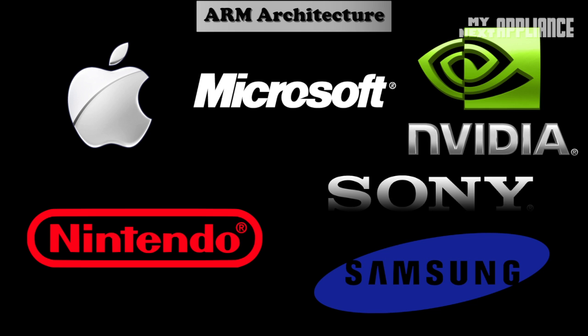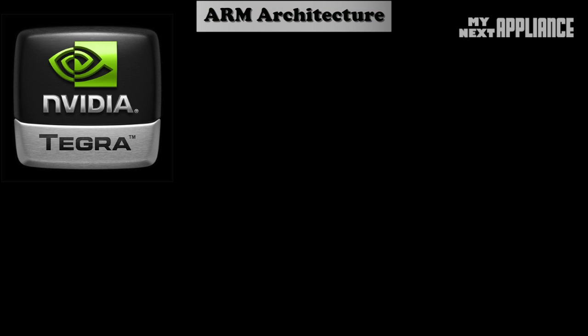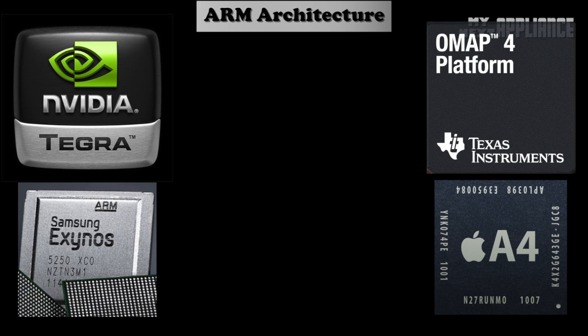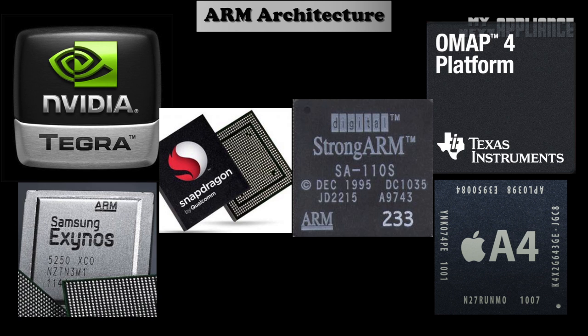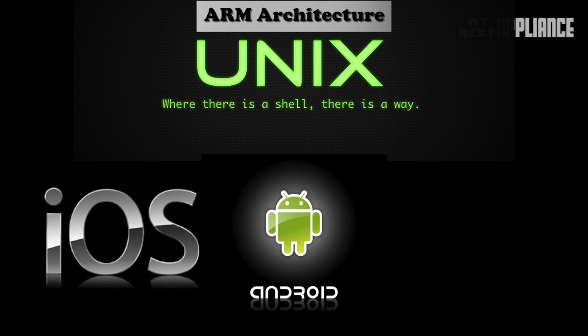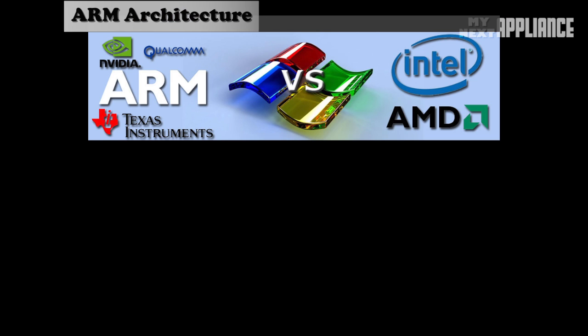Lately, tech companies have been building systems on a chip that integrate all the parts of a computer onto a single piece of silicon, like NVIDIA's Tegra, Texas Instruments' OMAP, Samsung's Exynos, and Apple's A-series. Other companies have an architectural license to design their own CPU cores, like Qualcomm's Snapdragon and DEC's StrongARM. On the software side, ARM is supported by Unix-like operating systems like iOS, Android, and Linux. Last year, even Microsoft, the king of x86 for 30 years, announced support for ARM in Windows 8.